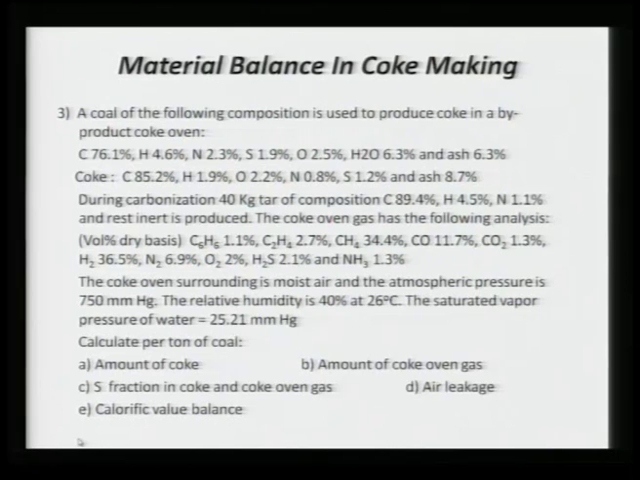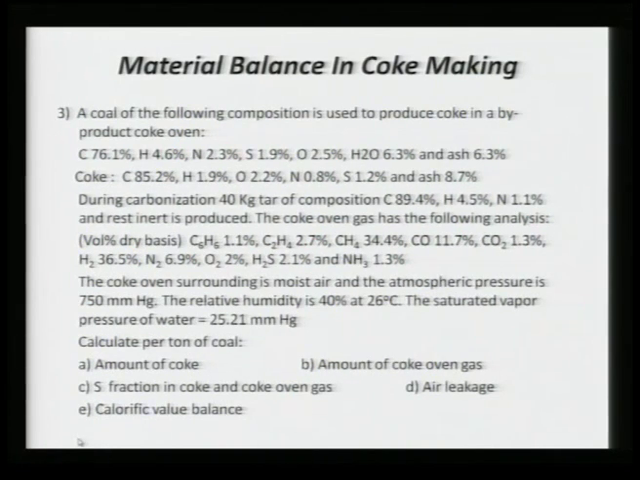Well, the coal composition is given, say carbon, hydrogen, nitrogen, sulfur, oxygen, H2O and ash. Similarly, the coke which is produced is also given, here also ash is 8.7%. During carbonization, 40 kg of tar is produced and the tar composition is also given. The coke oven gas composition is also given. In addition, the problem says the coke oven surrounding is moist air and the atmospheric pressure is 750 millimeter mercury. The relative humidity is 40% at 26 degrees Celsius. The saturated pressure of water is 25.21 millimeter of mercury at this particular temperature.